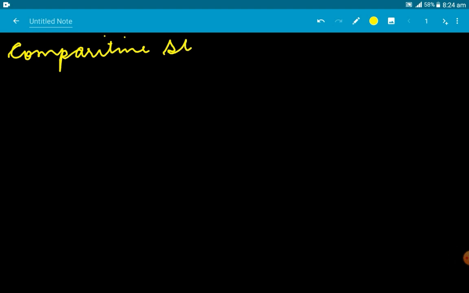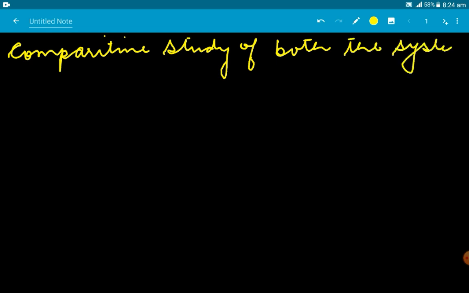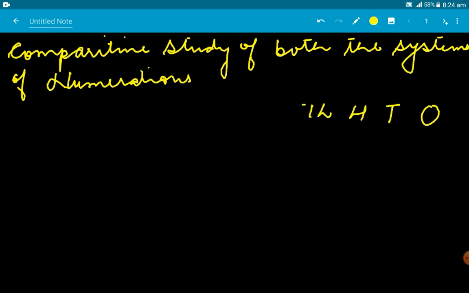Now let us do a comparative study of both the systems of numeration. Which two methods have we discussed? One was Indian and the other international. So beta, first of all we will write all the places of Indian system. This is ones, then tens, 100, then 1000, then 10,000, then lakh, then 10 lakh, then crore, and then 10 crore.